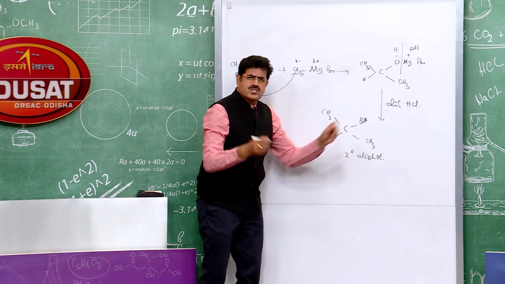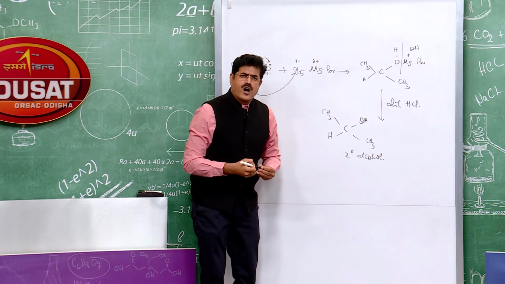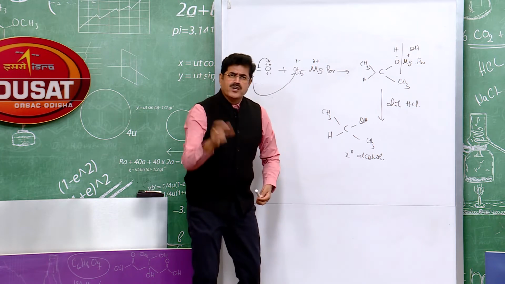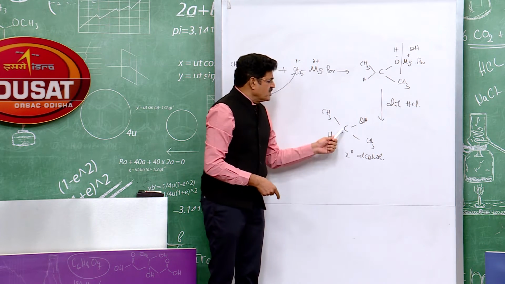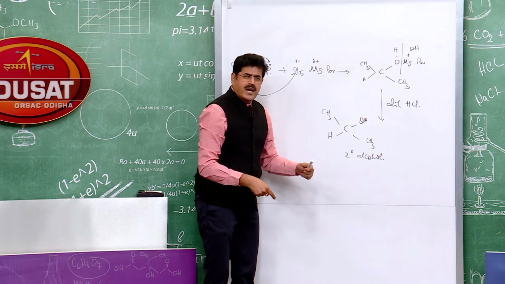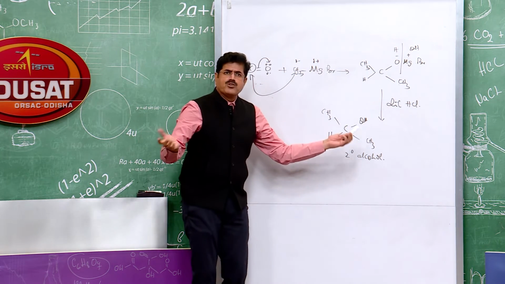What type of alcohol is it? It is a secondary alcohol. Why is it a secondary alcohol? Because OH is attached to a secondary carbon. Why is it called a secondary carbon? Because the carbon is attached to two other carbons. This is a secondary alcohol. So how do we prepare a secondary alcohol?